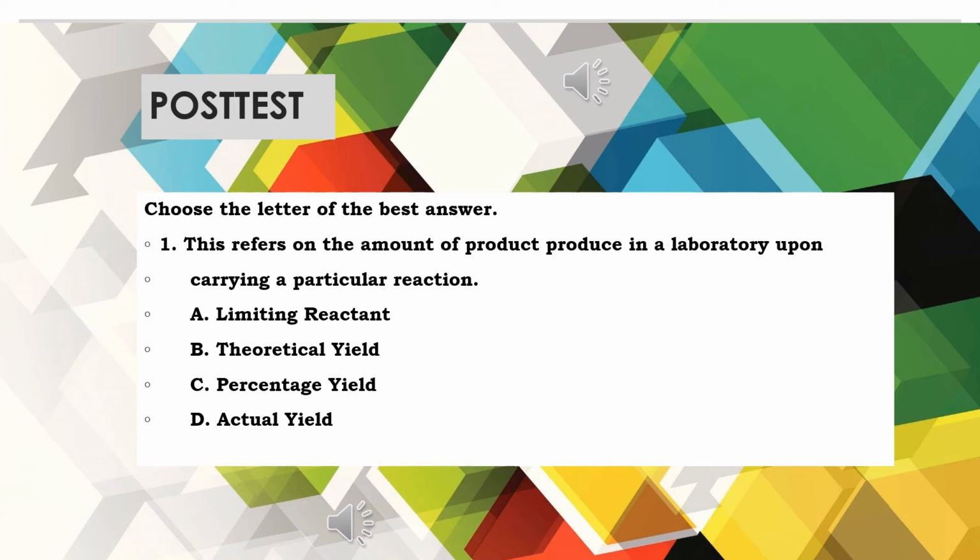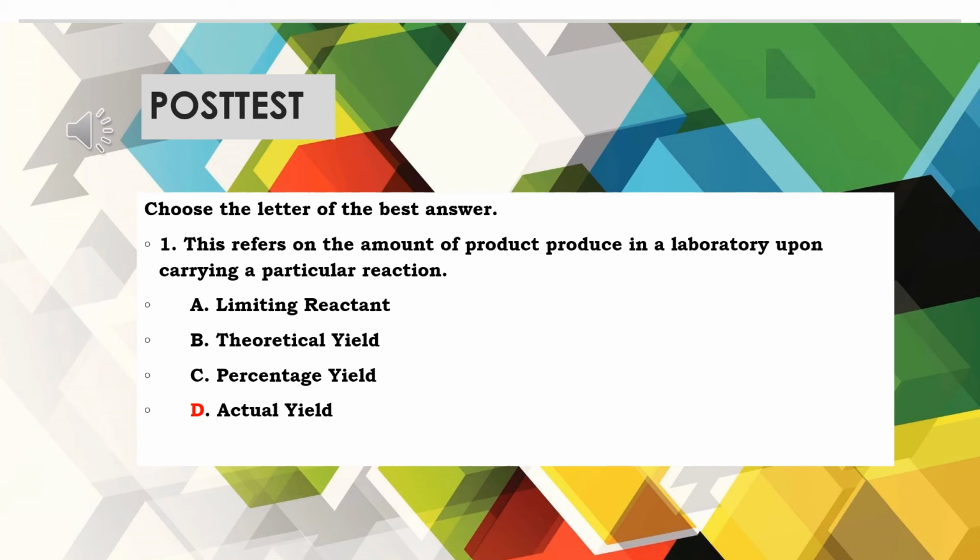Did you learn something from the lesson? Please answer the following post-test. You have to choose the letter of the best answer. Number 1. This refers on the amount of product produced in a laboratory upon carrying a particular reaction. A. Limiting reactant. B. Theoretical yield. C. Percentage yield. Or D. Actual yield. The answer is letter D.